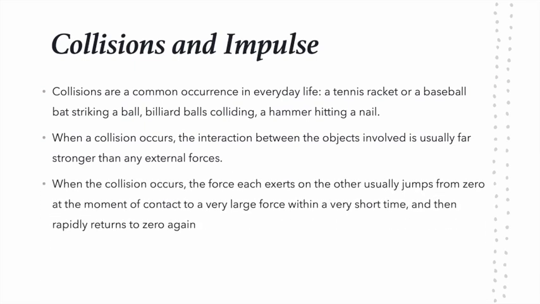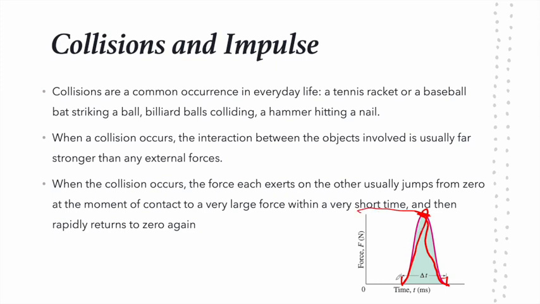So when a collision occurs, at the point of contact, at the time of contact, the force that each object exerts on another jumps from 0 to a certain level very, very fast. Okay, and then when the contact stops, the force returns to 0. So once contact occurs at a certain time, the force jumps very quickly to a high level, and then once contact stops, the force goes back to 0, right? So the force only happens for a very short period of time, and it's usually very strong, okay?